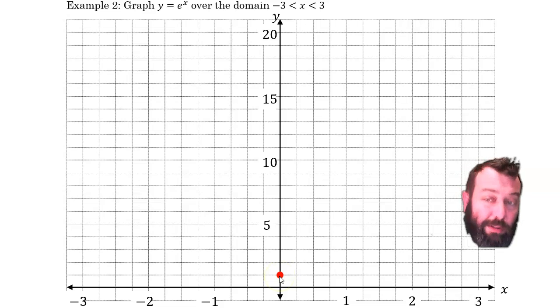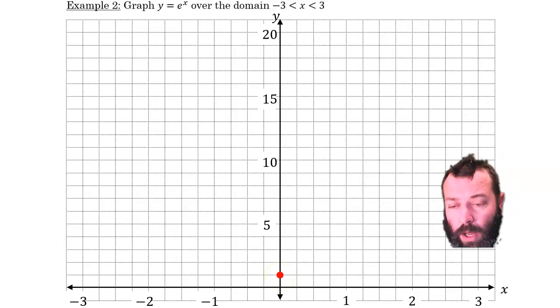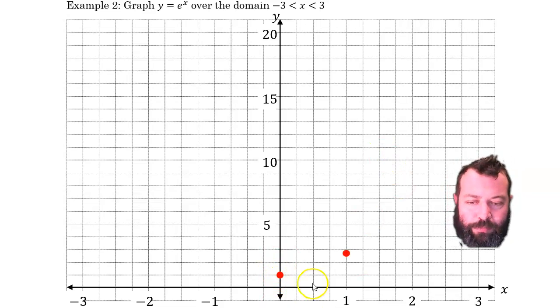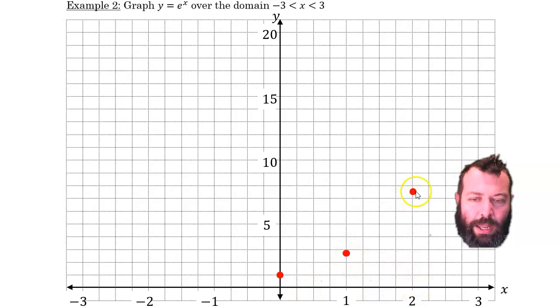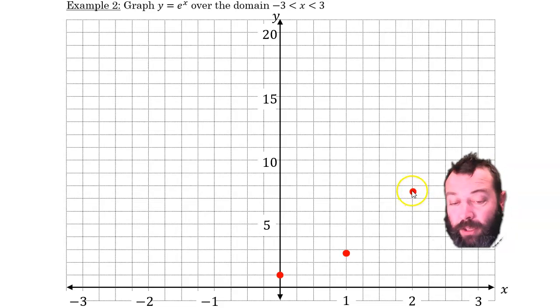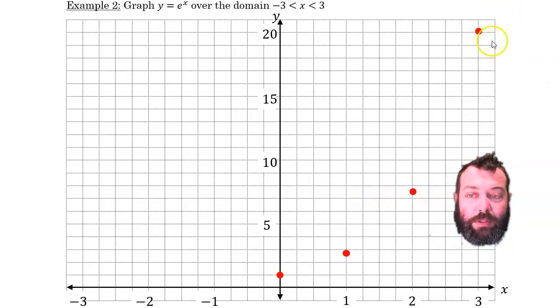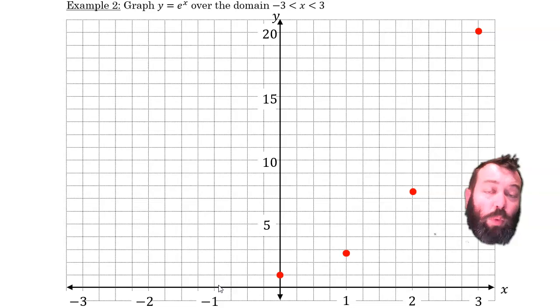E to the power of 0, anything to the power of 0 equals 1. So you can see there's a dot at 1. E to the power of 1 is e, that's about 2.7. E squared is 7.4-ish, I think. And e cubed is 20 point something. So it's up there.